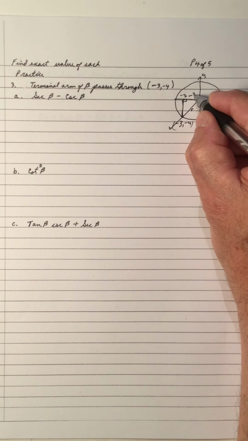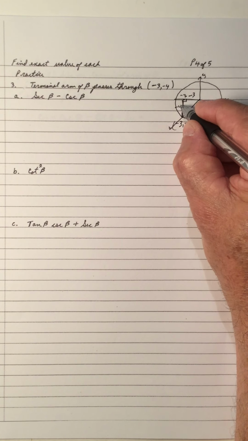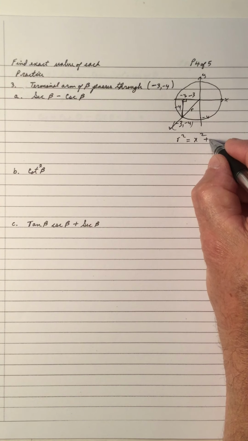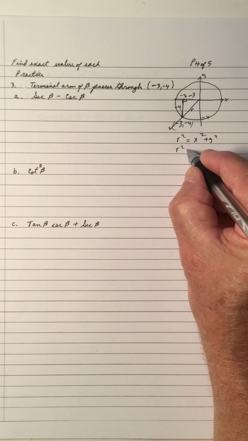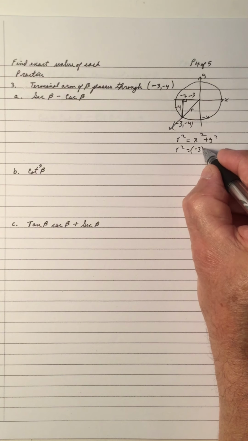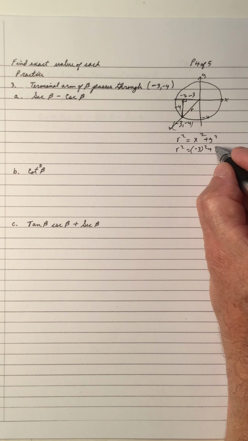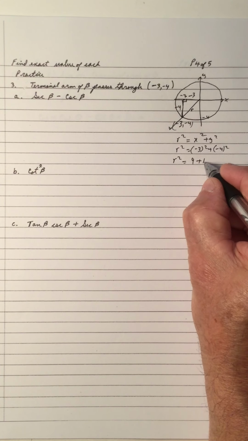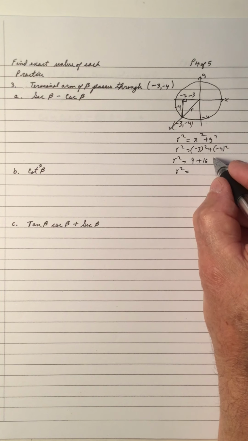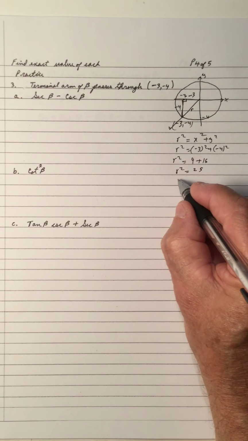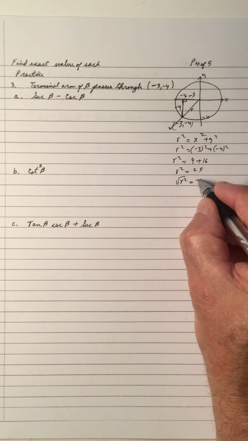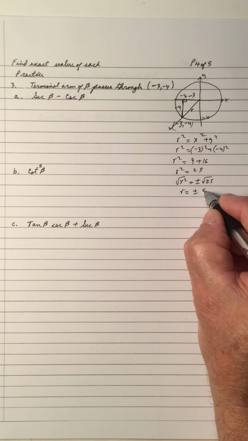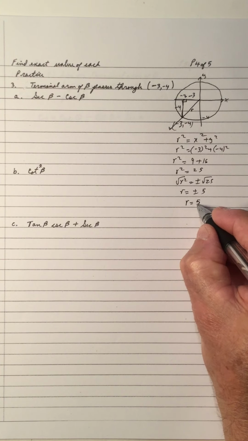So the x is -3, the y is -4, and we work out the radius. R squared is x squared plus y squared. R squared is -3 squared and -4 squared. R squared is 9 plus 16. R squared is 25. Square root of r squared is plus minus the square root of 25. So r equals plus minus 5. Radius is never negative, so it's 5.